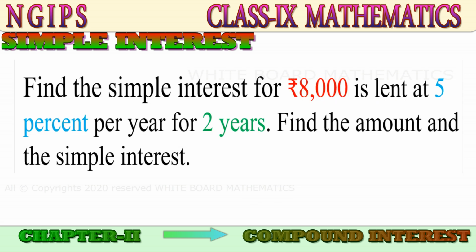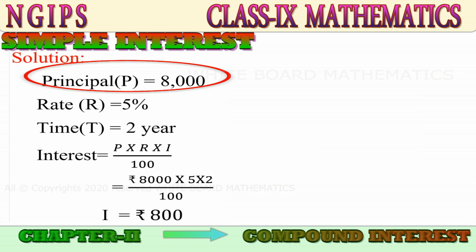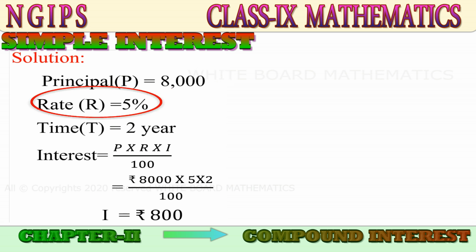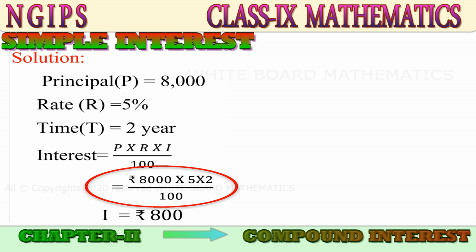Now we need to find the simple interest when rupees 8,000 is lent at 5% per year for 2 years. Find the amount and the simple interest. We are going to calculate it for 2 years. Directly we are going to use the formula: simple interest is equal to principal multiplied by rate of interest multiplied by time divided by 100. Here we have principal is equal to 8,000, rate of interest is 5%, time is equal to 2 years. Now we substitute all the values in the formula. So interest is equal to 8,000 into 5 into 2 divided by 100.